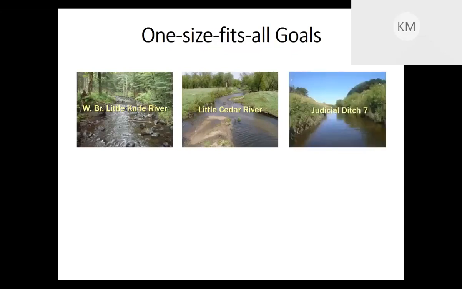But then we have other waters like Judicial Ditch number 7, which is a ditch. It has poor habitat and doesn't meet that general use. The reason it's not meeting that general use is that it's maintained for drainage, and the removal of habitat diversity within the system more or less precludes the ability of that ditch to meet a natural river goal.